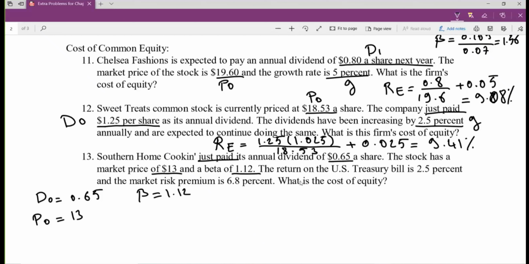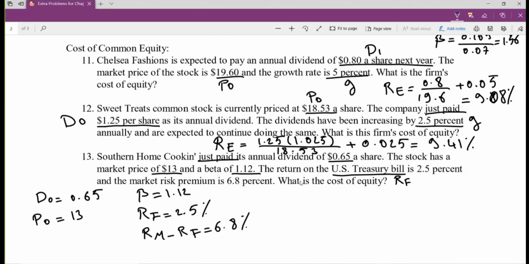The return on the US Treasury bill is 2.5%. Now, US Treasury bills are considered a proxy for the risk-free asset. So whenever you see the return on the US Treasury bills is equal, let's say, to 2%, this means the risk-free rate is 2%. So here I can say that RF is equal to 2.5%. The market risk premium, which is RM minus RF, is equal to 6.8%. What is the cost of equity?